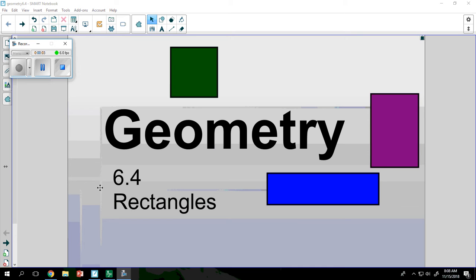Today's lesson 6.4 is all about rectangles, which is the shape I'm assuming we have some familiarity with. So the basic things you already know, we'll review those and then look at some properties that we will be able to utilize to find missing things.